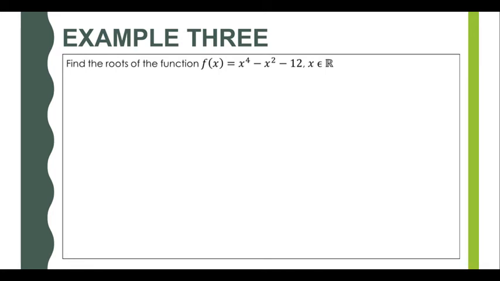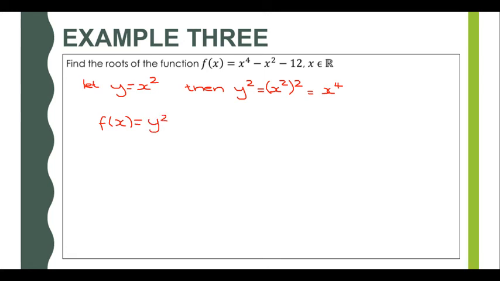Firstly, we need to write this equation so it's easier to factorize. So if we let y equal x squared, then y squared equals x squared squared, which is equal to x to the power of 4. This means that we can rewrite f of x as f of x is equal to y squared minus y minus 12.